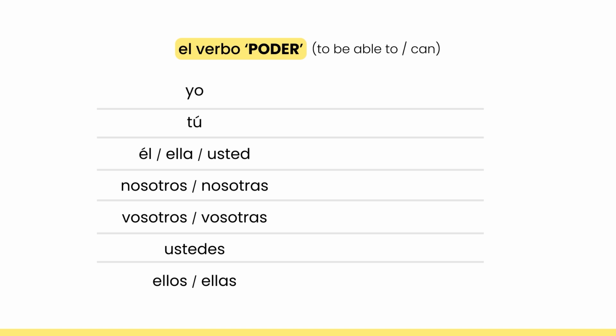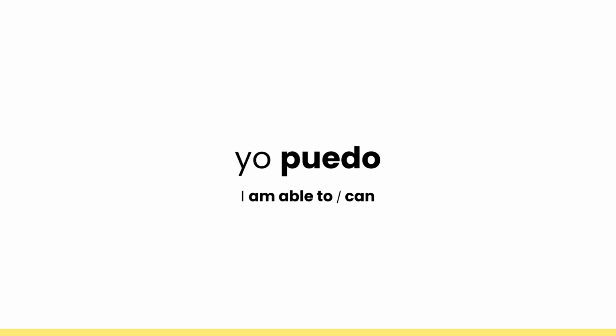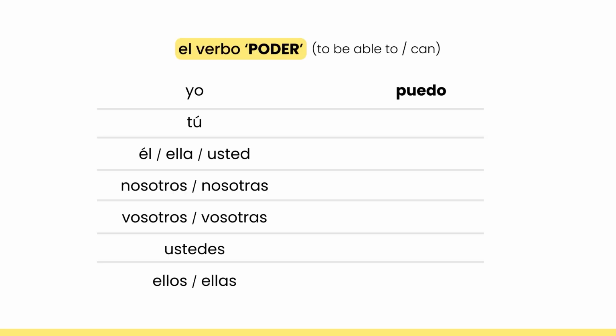Alright, so let's start with the first conjugation, which is the I form. So I am able to or I can in Spanish is Yo puedo. Yo puedo. I am able to, I can. So now we can add this to our list.